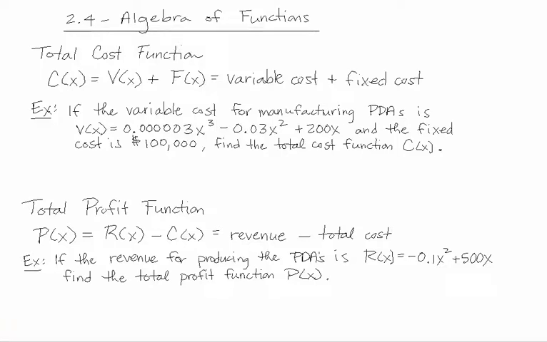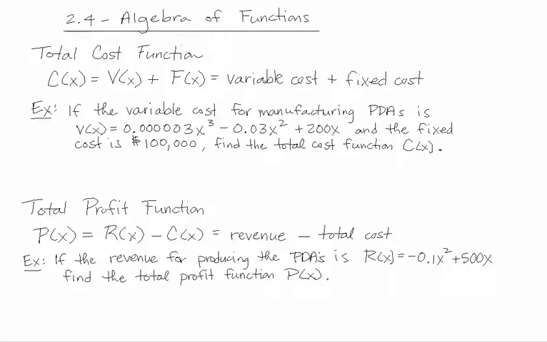And finally, in section 2.4, we're looking at some applications of the algebra of functions. We're looking at two types of functions known as the total cost function and the total profit function. The total cost function is found by adding the variable cost plus the fixed cost.